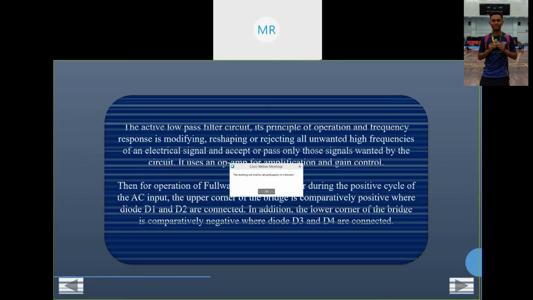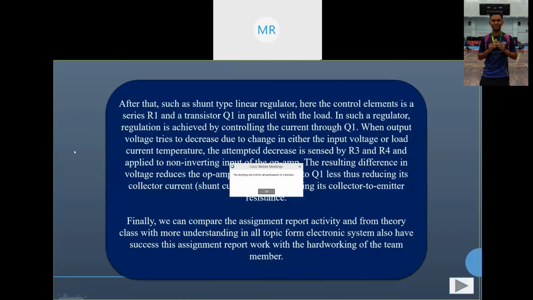After that, for the shunt type linear regulator, the control element is a series R1 and a transistor Q1 in parallel with the load. Regulation is achieved by controlling the current through Q1. When output voltage tries to decrease due to a change in either the input voltage or load current, the attempted decrease is sensed by R3 and R4 and applied to the non-inverting input of the op-amp.